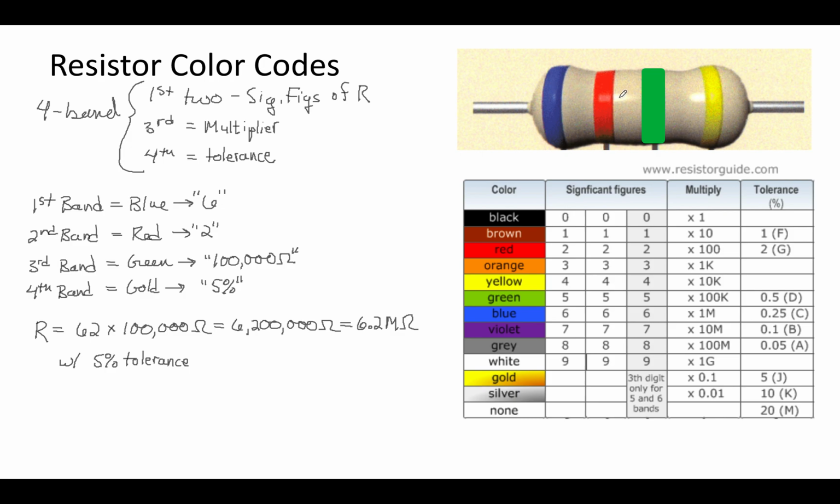If you came across a 5-band resistor color code, then the first 3 bands would be significant figures, and then the 4th would be your multiplier, and then the 5th would be the tolerance. Most often you'll come upon 4 or 5 color bands on our resistors. Okay.